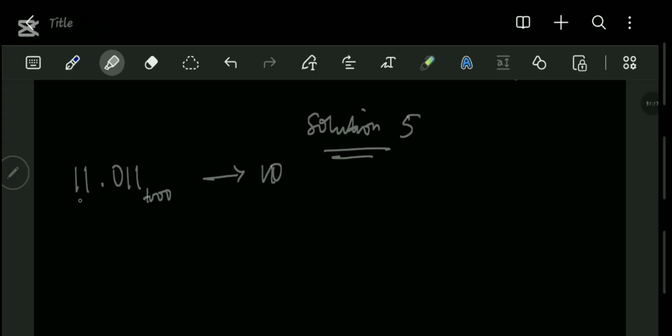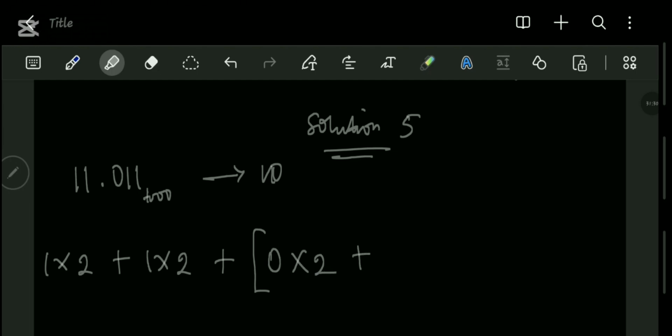So for the whole number part here, I'm having 1 times 2 plus 1 times 2 plus, for the decimal part, I'm having a bracket to secure it. So 0 times 2 plus 1 times 2 plus 1 times 2. So on top of the whole numbers, I'm having powers of 10, that is 0 and 1. Then for this part, there's no 0. It starts from negative 1, negative 2, and negative 3.